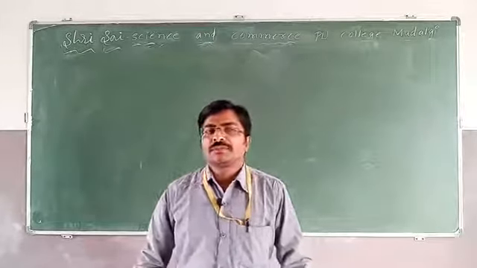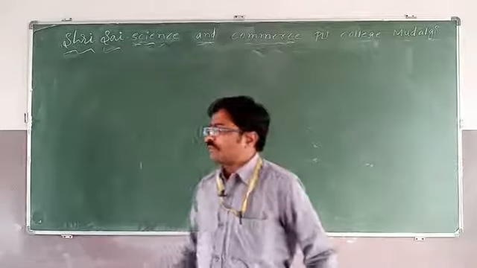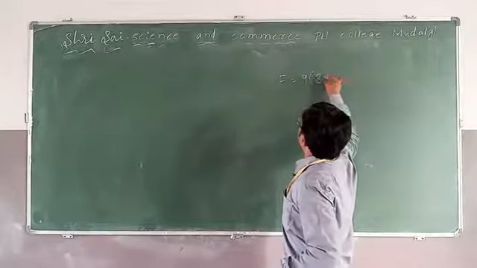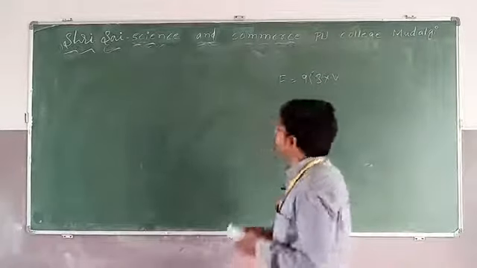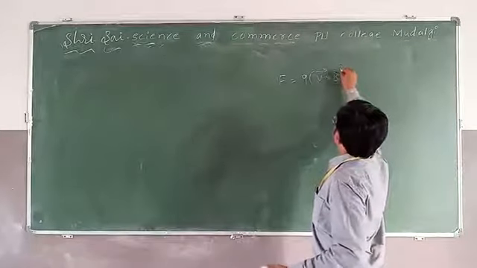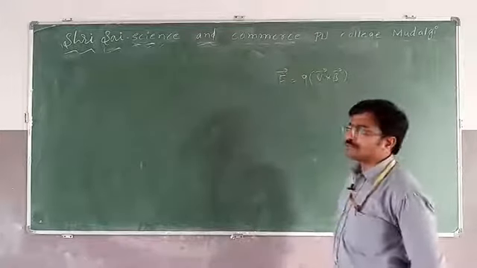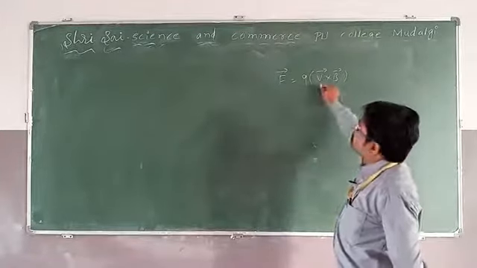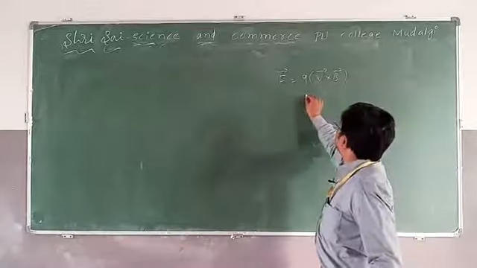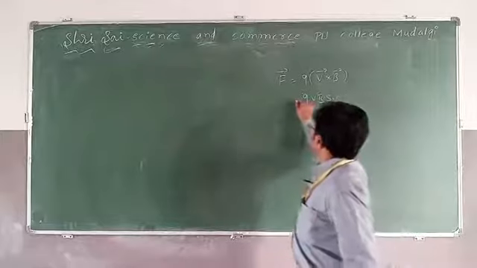What is the magnetic force? We know that the magnetic force formula is given as F equals Q times (V cross B). Here F is the magnetic force, Q is the charge, V is the velocity of the charge, and B is the magnetic field. You can also write it like this: F equals Q V B sin theta. This is the F.